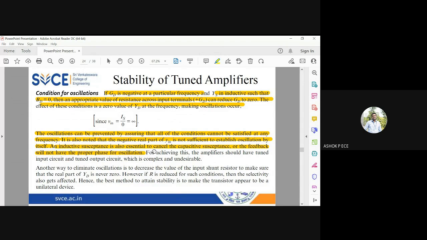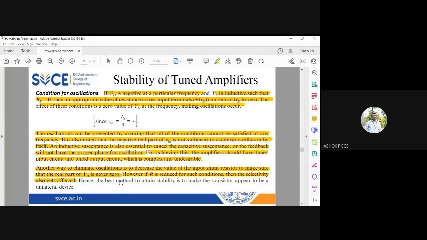And one more thing is the negative resistance value should be made positive resistance so that the circuit will never oscillate. So one way to eliminate oscillation is to decrease the value of resistor to make sure that YD value never becomes zero. So ensure that the resistance value never goes below zero. That is one step.